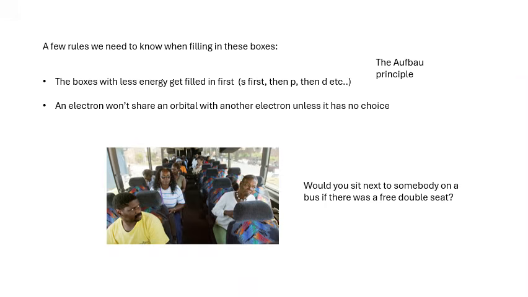So if you go on the bus and there aren't any double seats free, that's when you will sit next to a stranger. Okay, so as I said, would you sit next to somebody on a bus if there was a free double seat? Probably not. And it's the same with electrons. An electron won't go into an orbital with another electron if there's an orbital which doesn't have any electrons in it in the same subshell.